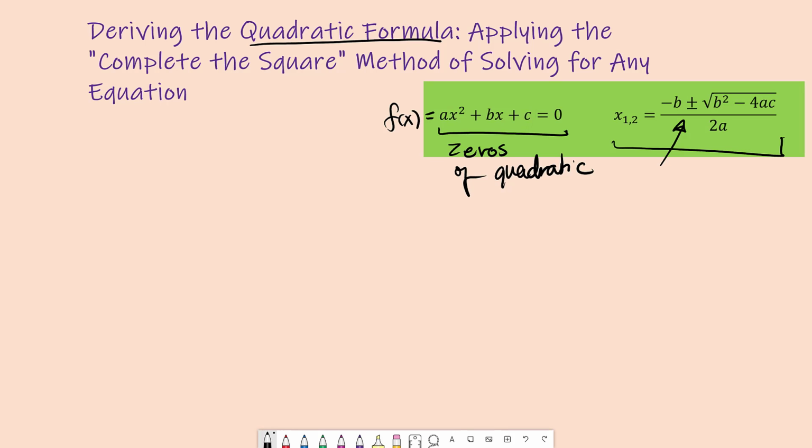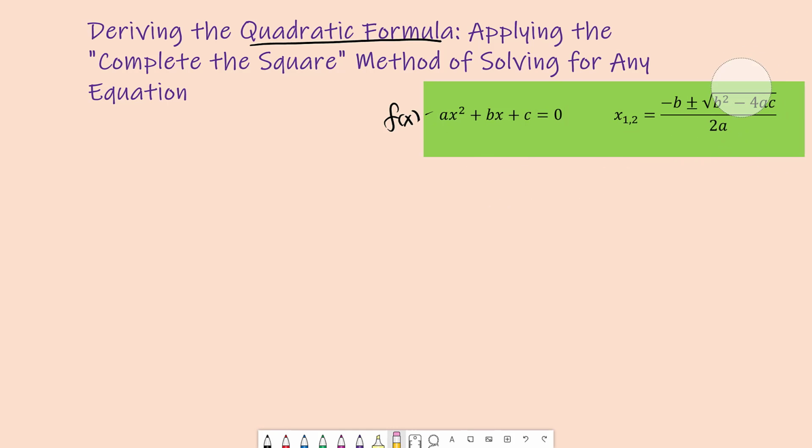We have a video of how to use the quadratic formula. We have a video that discusses in more detail what's happening inside this square root, which we call the discriminant. But here we will concern ourselves only with how to derive this formula, and it is actually an application of the method for solving equations which is called the complete the square method. And we do have a video in this same playlist that explains this method.